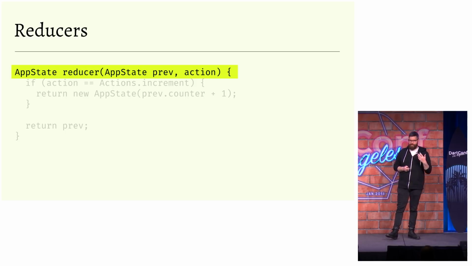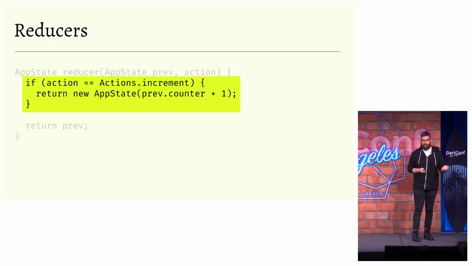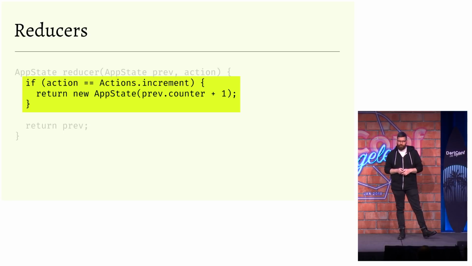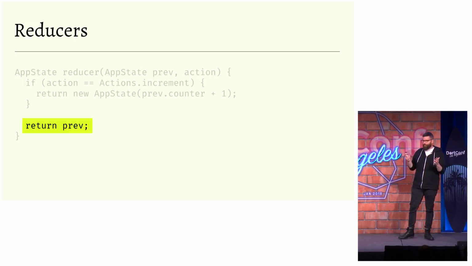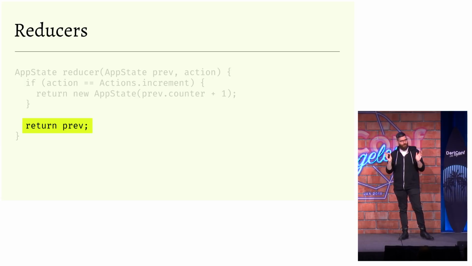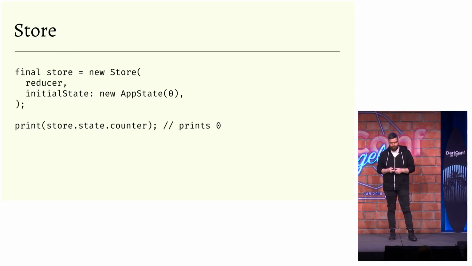So in our case, once again, because this is a simple application, we'll just say, like, hey, if the action that was dispatched was an increment action, we'll want to return a new version of the app state and increment the counter while we do so. If we don't know how to handle the action, like some joker's just dispatching some crazy actions, we'll just return the previous state. No harm, no foul.